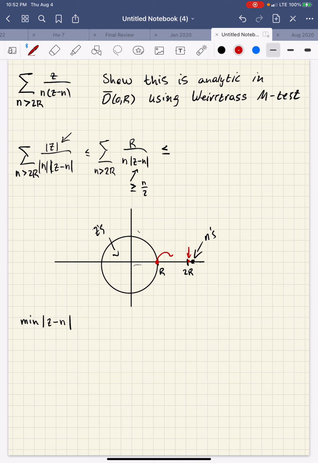So we would have, this is distance r, and then this distance right here is going to be n minus 2r. So I'll say that this is definitely greater than r plus n minus 2r, which is equal to n minus r.